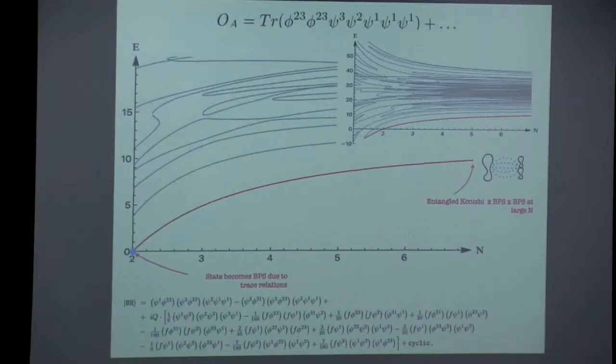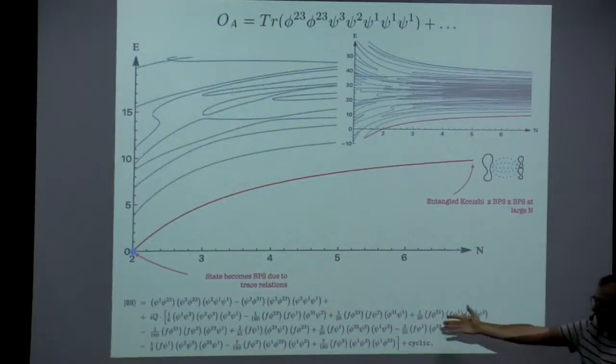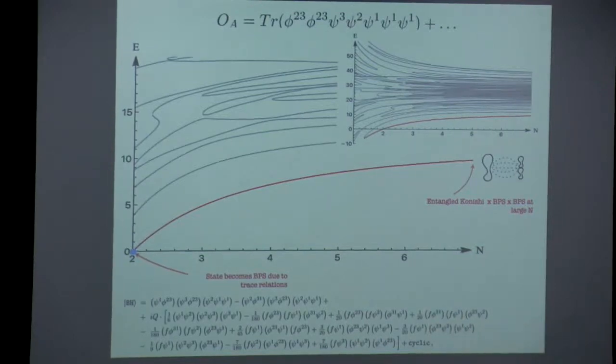No one had seen what the state looked like. And here is what the state looked like. So if you want to look at the wave function of a black hole, it's here. But now what's fun, you can take that very quantum black hole state and follow it to a regime where things are under much more control. Follow it to large n. And what does it become?